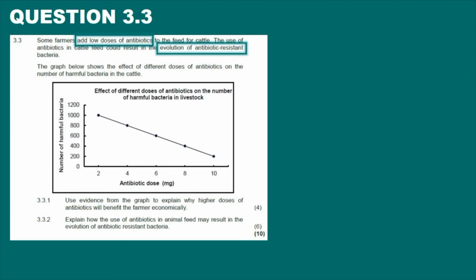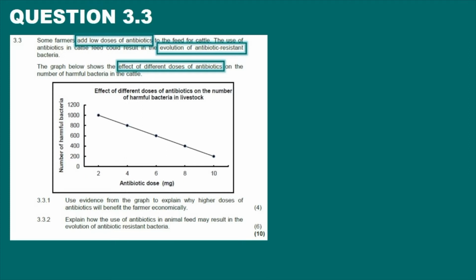Number one, we know that antibiotics are a medication used to kill bacteria. So these farmers will give a very low dosage to the cattle every day in their feed so that we can manipulate the evolution of bacteria, especially for antibiotic resistance. The graph will show you the effect of different doses of antibiotics on the number of harmful bacteria in cattle. The heading of my graph says: the effect of the different doses of antibiotics on the number of harmful bacteria in livestock.